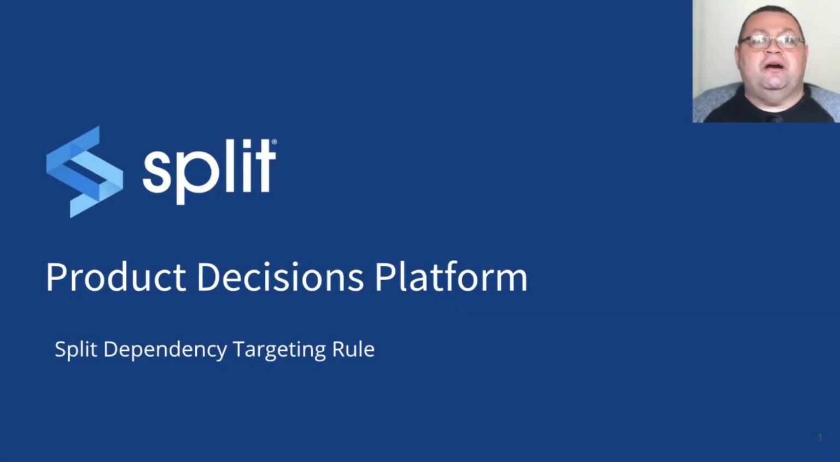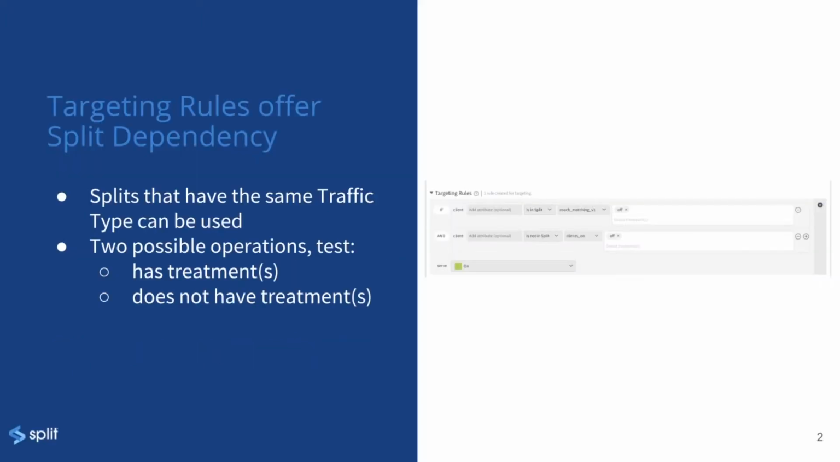Today we're going to talk about split dependency in the targeting rule, and we're going to provide a few examples. So the targeting rules offer split dependency conditions, meaning any group of splits that have the same traffic type can be used in this dependency rule. There are two possible operations.